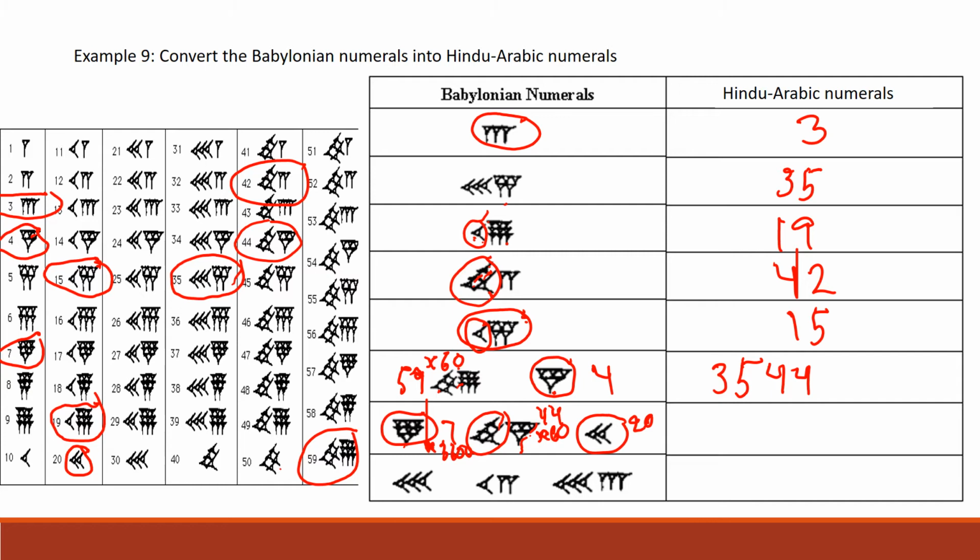So this symbol here actually represents, oh man, my pen is really messing up on me, 25,200. Then we have 44 times 60. So we have 2,640 plus 25,200 plus 20. So finally we have 27,860.